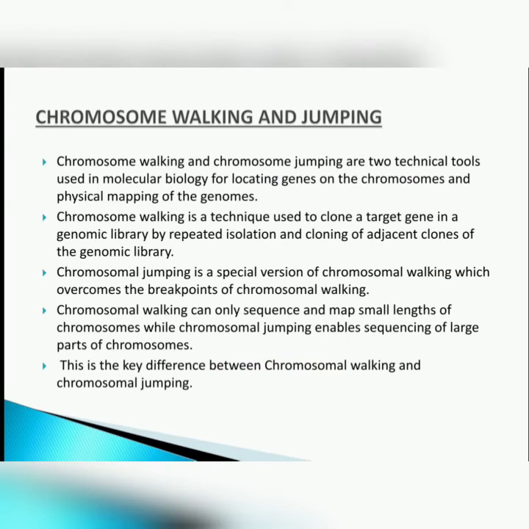Chromosome walking and jumping. Chromosome walking and chromosome jumping are two technical tools used in molecular biology for locating genes on the chromosome and for physical mapping of the genomes.